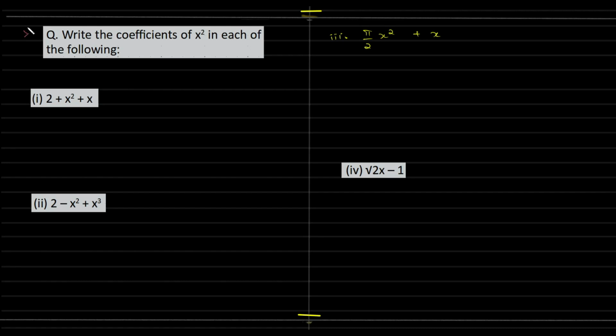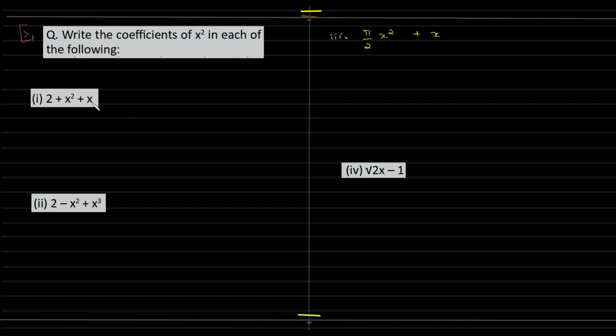Write the coefficient of x square in each of the following. See, one thing we'll do consistently is we'll write all of this expression in standard form. I want you guys to get used to that. In polynomials, writing in standard form is very important. So we'll try to get used to it from any point of time, from all the possible problems.